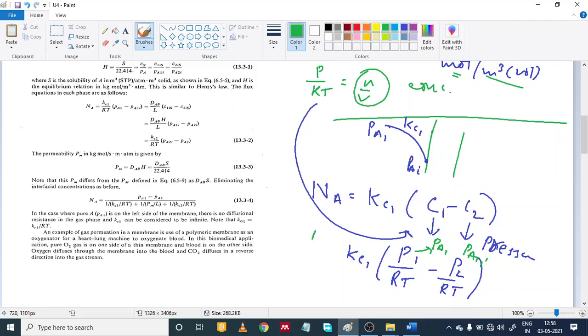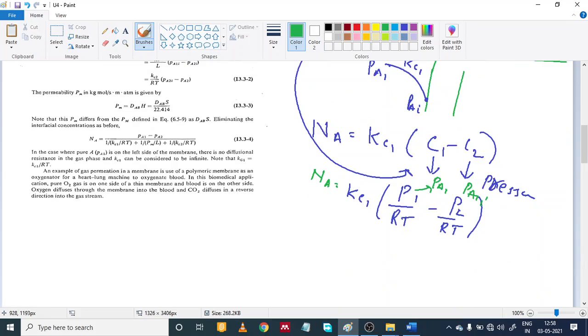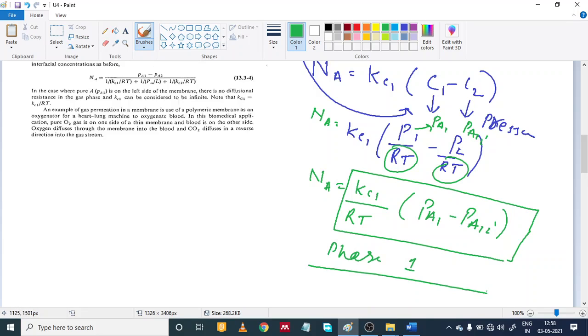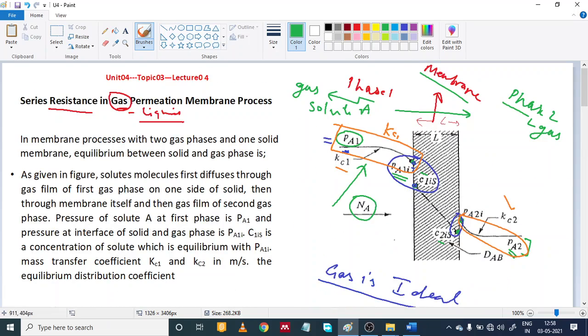So take out the common values, so we can say Na is equal to Kc1 upon RT, PA1 minus PA1i interface. So this is the equation for the resistance in phase 1. This is the phase 1 resistance, and it means that about this section we have calculated the resistance. Similarly for phase 2 we can also get it.